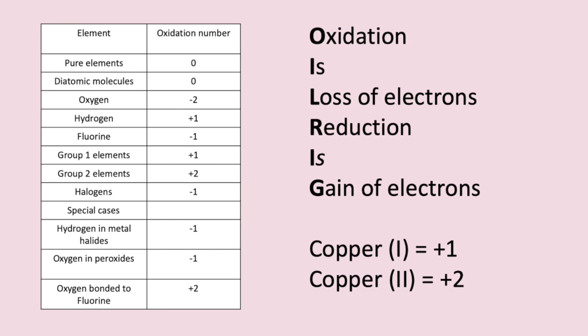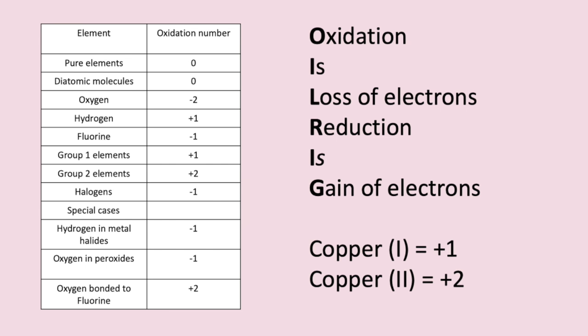For example, those in group 1 of the periodic table have an oxidation number of +1, and those in group 5 have an oxidation number of -3. This is equivalent to the charge of the ions made. However, there are some exceptions. For example, hydrogen in metal hydrides has an oxidation number of -1. Oxygen in peroxides has an oxidation number of -1, and oxygen bonded to fluorine has an oxidation number of +2. It's worth noting that the sign goes before the number in oxidation numbers.